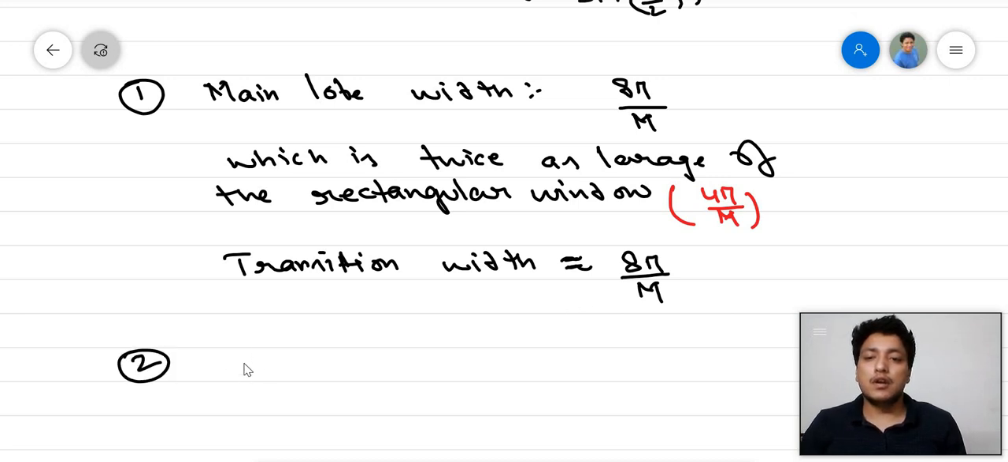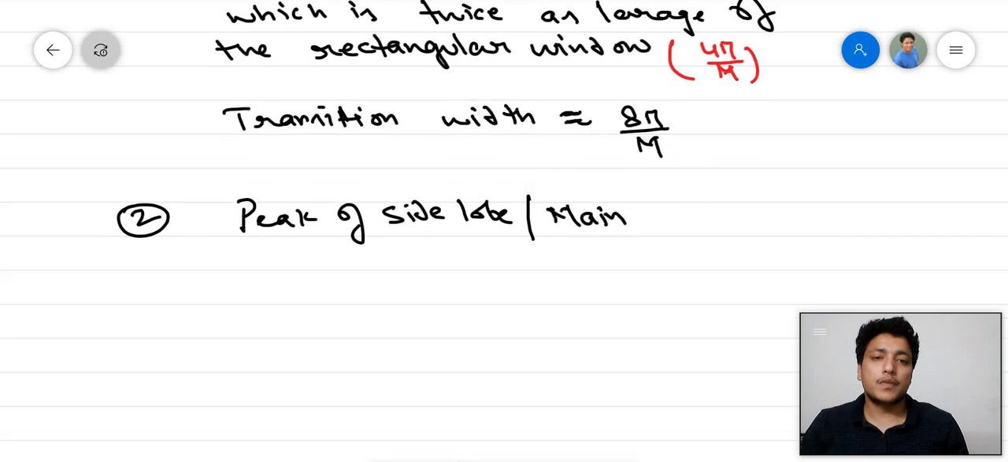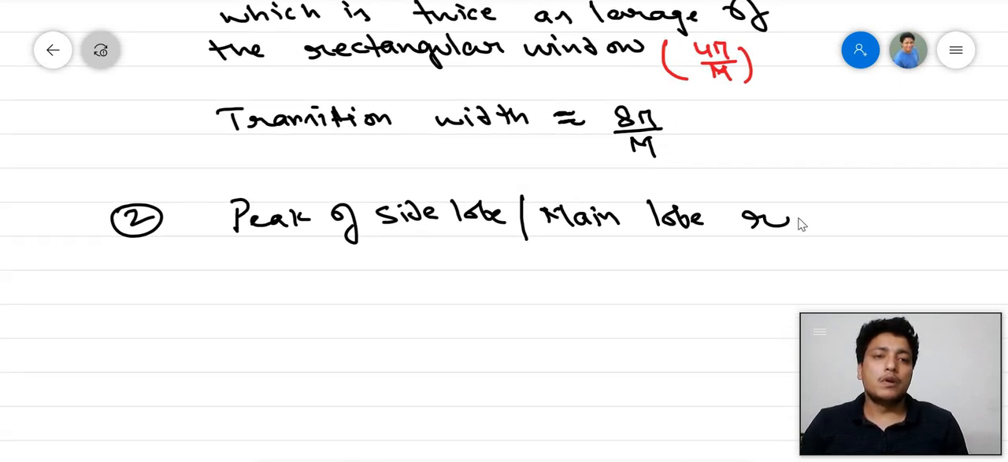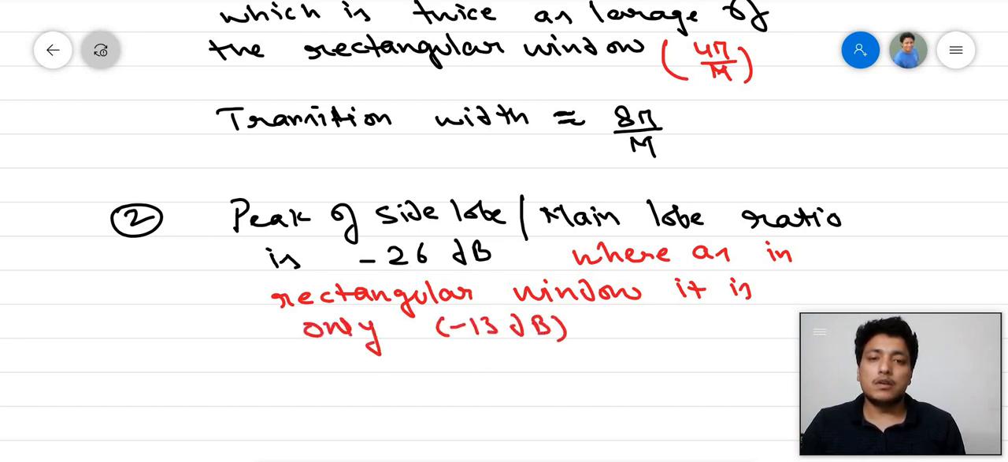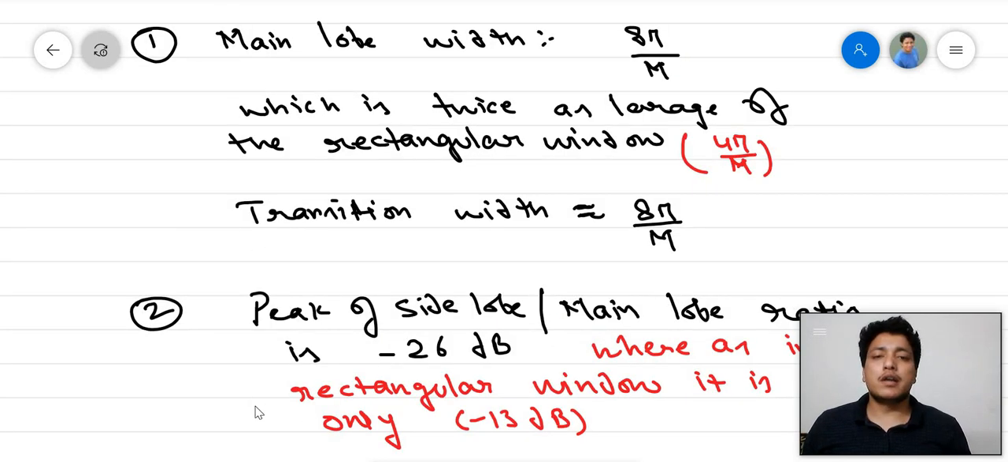Second point is the peak of side lobe over main lobe ratio, which is minus 26 dB, whereas in the rectangular window it is only minus 13 dB. That means we have seen an improvement in the peak of side lobe over main lobe ratio, from minus 13 dB to minus 26 dB, but at the price of the main lobe width, which also increases the transition width.